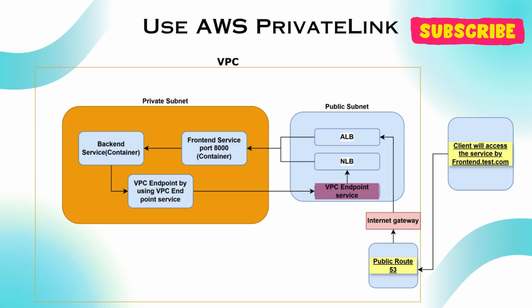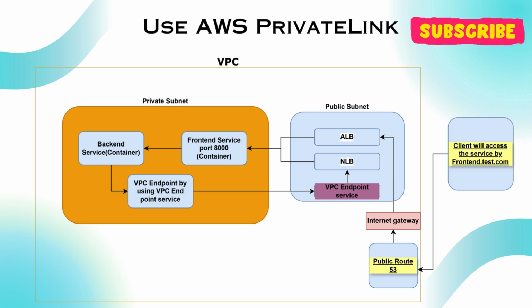Look into this particular diagram, where you have an NLB and an ALB. The ALB is mainly used where the client will access the service by using frontend.test.com. So the request will route to Route 53, then go to the internet gateway and to the public subnet where we have the ALB placed. The traffic will go directly to the front-end service. This is only for the client applications. Basically, the users, the clients, the customers will use this particular route.